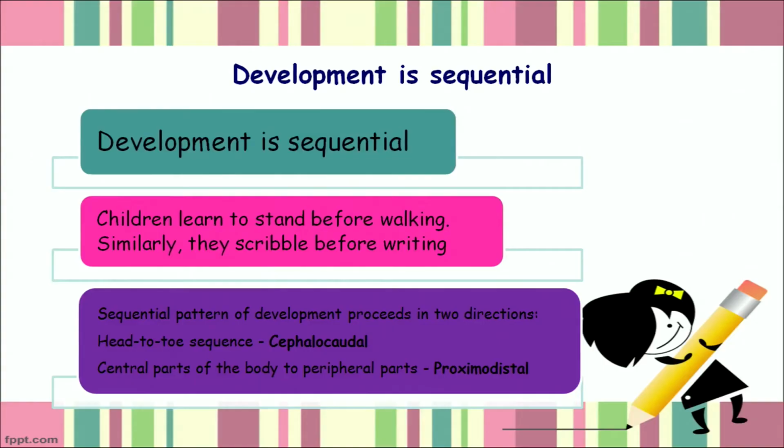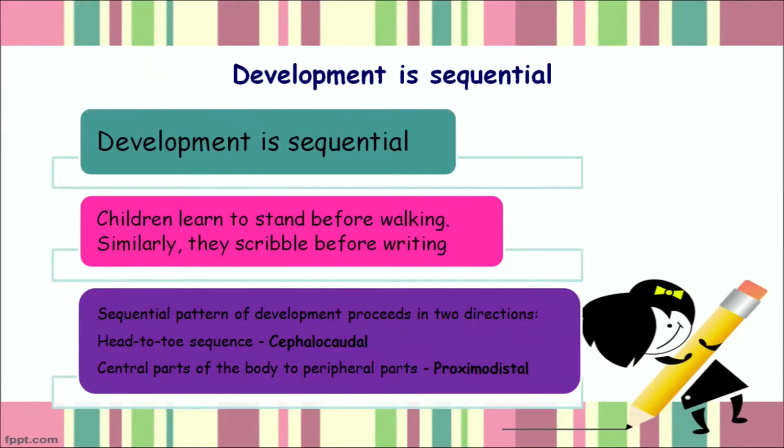The second very important principle is development is sequential. Now, what do you understand by sequential? Have you ever seen a child who starts walking and running first and then starts sitting? No. The answer is no. Why? Because development will always follow a particular sequence of events. Now, sequential patterns are primarily of two types. You have cephalocaudal and you have proximodistal pattern.